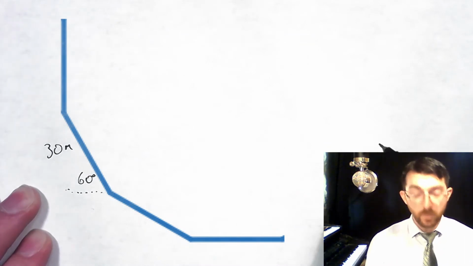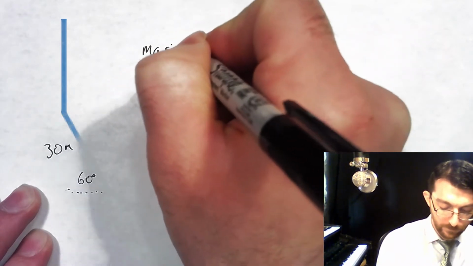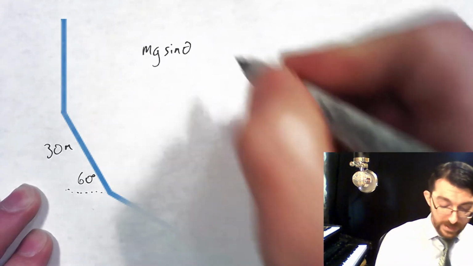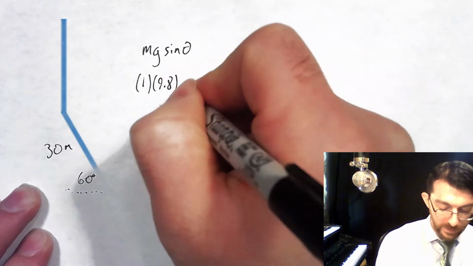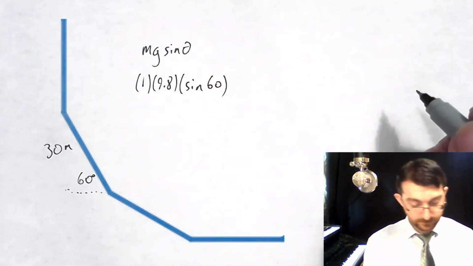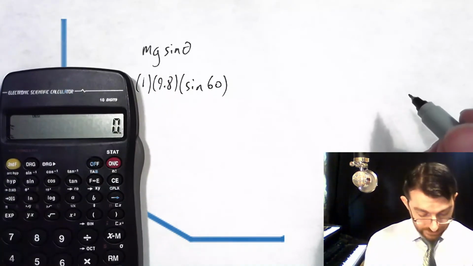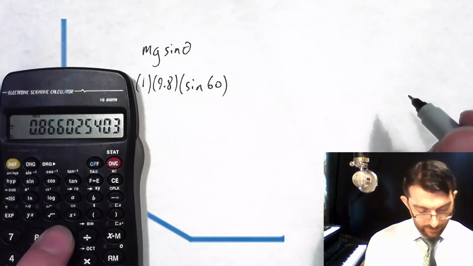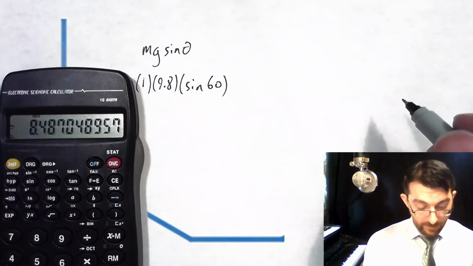So now, when we're doing mg sine theta, we're going to have some different values. Remember, that's the force pulling it down. That is now going to be equal to 1 times 9.8 times the sine of 60. It's less than 9.8 now, but exactly how much less? So if we do the sine of 60 and multiply that by 9.8, I'm getting 8.49.